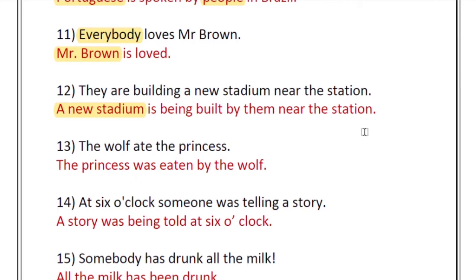Okay, so let's move to number 12. A new stadium is being built by them near the station. Why? Because our building is present continuous, so we will use is being built. Okay. The wolf ate the princess. Now the princess is the object over here, so the princess will come in front. Okay. And who is the subject? The wolf, that will come behind. So the princess was eaten by the wolf.